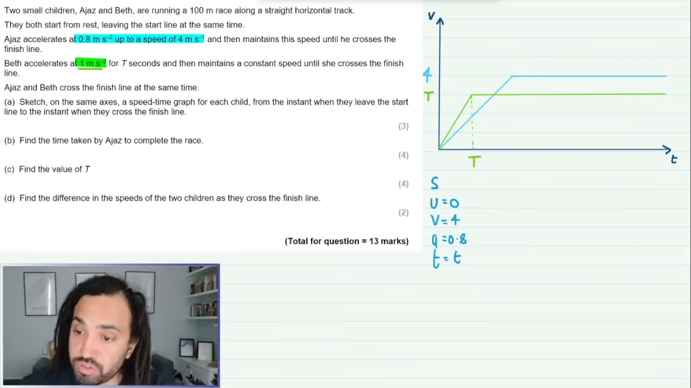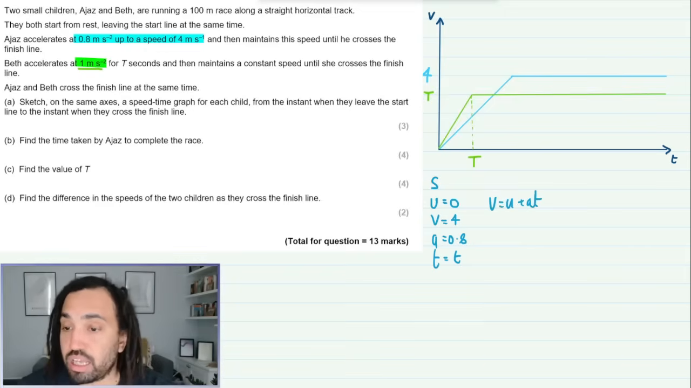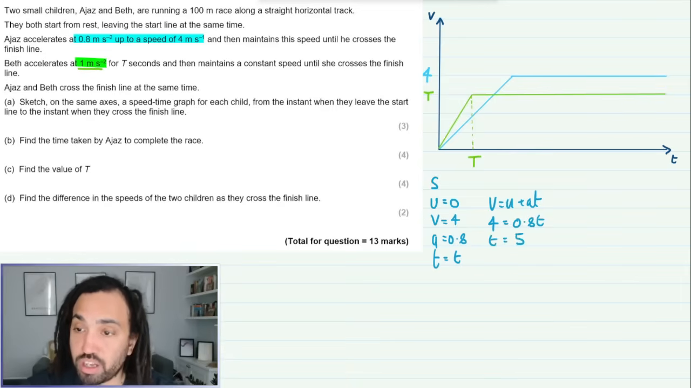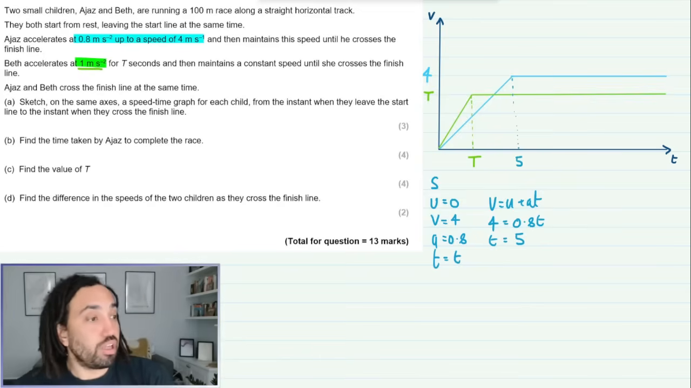So we can use v is equal to u plus at for that. And that will be 4 is equal to 0 plus 0.8t. So dividing through gives me that t is equal to 5. So right there at that point, that is 5.